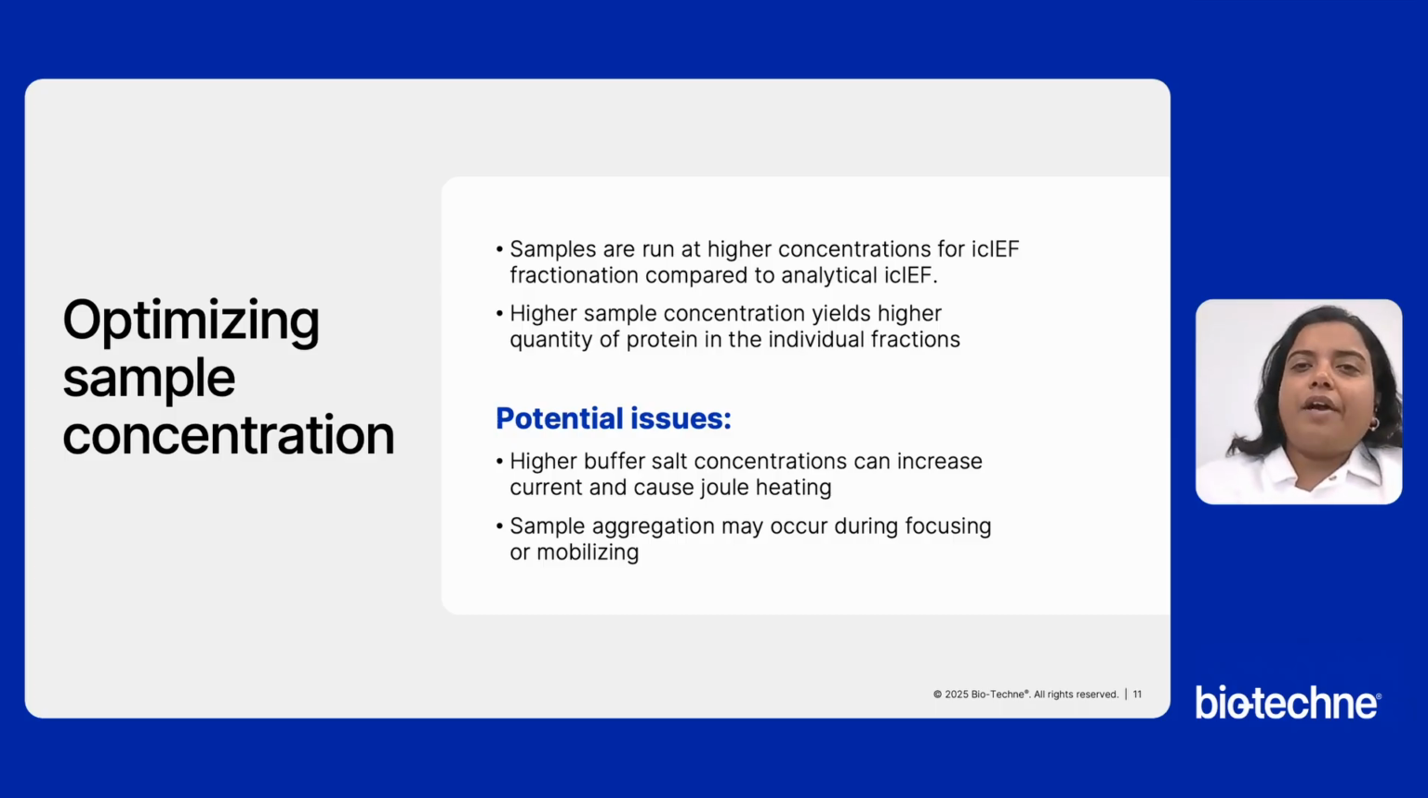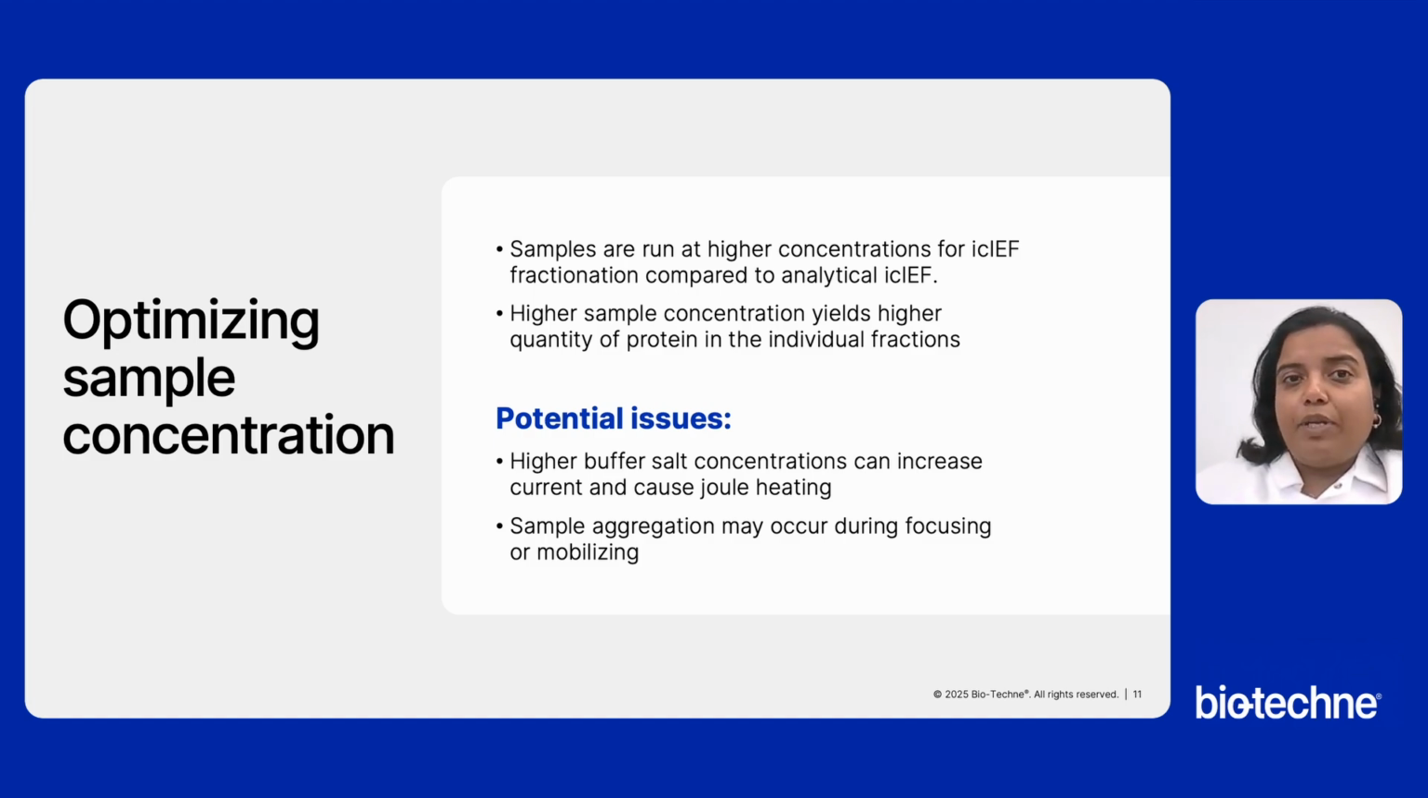We recommend starting with 1 mg per mL concentration of your sample for fractionation. Further increasing the efficiency of each run by increasing the sample concentration might allow a higher concentration of each fraction collected in the individual run. However, additional optimization can be required due to sample aggregation and high current.